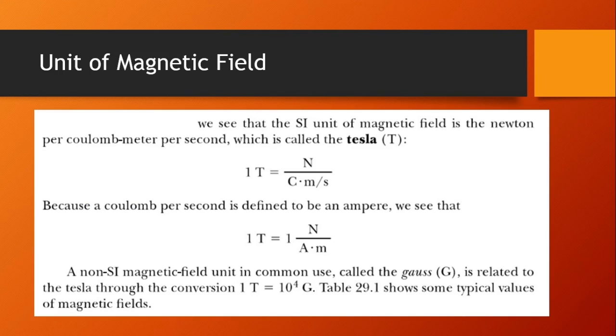We see that the SI unit of magnetic field is the Newton per Coulomb meter per second, which is called the Tesla. 1 Tesla is equal to 1 Newton per Coulomb meter per second. Because a Coulomb per second is defined to be an ampere, we see that 1 Tesla is equal to 1 Newton divided by ampere meter.